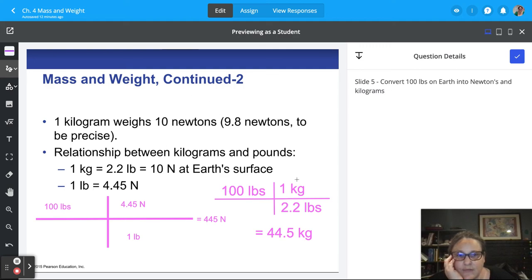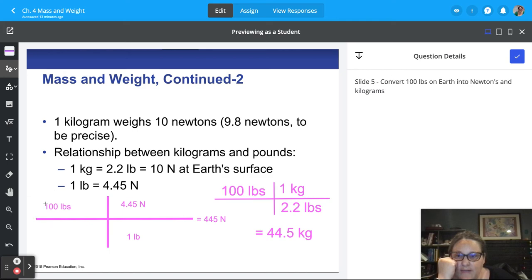Now, it's a little bit of a false equivalency because if you remember from the previous slide, the kilogram is comparable to the slug, and the newton is comparable to pounds. So even though you can say if we are on Earth, then 1 kilogram equals 2.2 pounds, technically those are different units. Newtons and pounds are comparable because they are both weight, but kilograms to pounds isn't a direct relationship. It's actually a calculation.